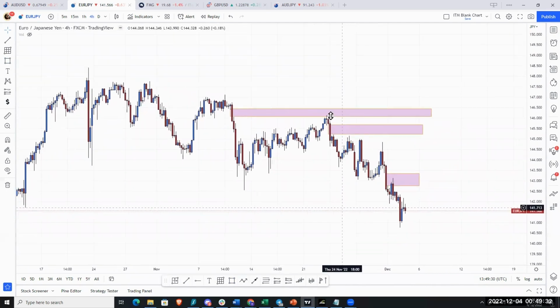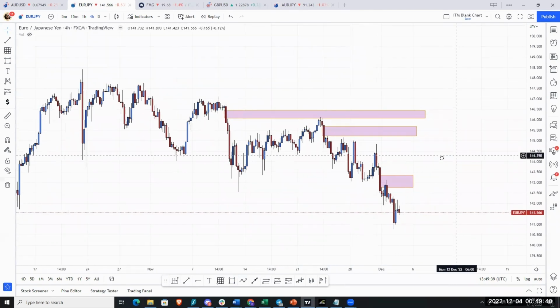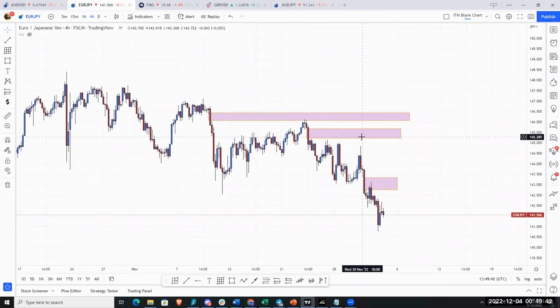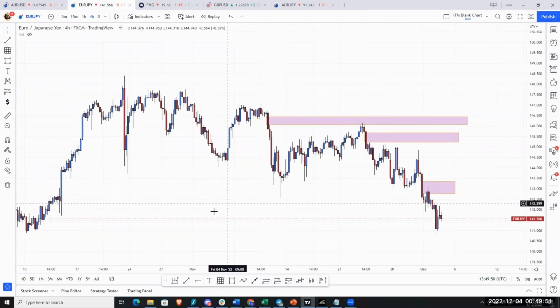But this zone, which is touched, is not the 50% of the zone. So I assume this market may return to this area and give us another chance. That means if I've got two fair value gaps, one here and one just above that, then my expectation is that the market may come into the second one. So we've got 1, 2, 3, 4, 5 fair value gaps already searched.